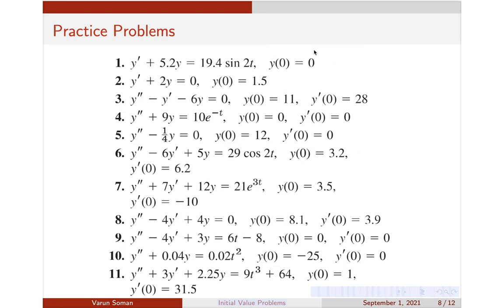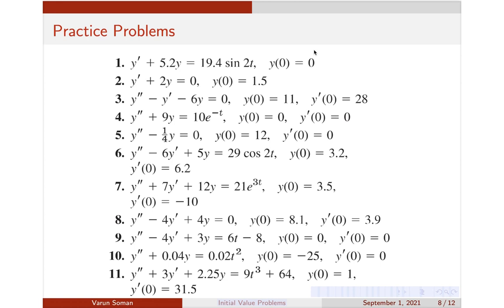So here are some practice problems for you. Please try to do these problems also. It's a very simple thing. The first step is to apply the Laplace transform on both sides. You apply the differentiation formulas to bring everything to L of y form, and then you substitute the values. That is how you solve initial value problems using Laplace transform.